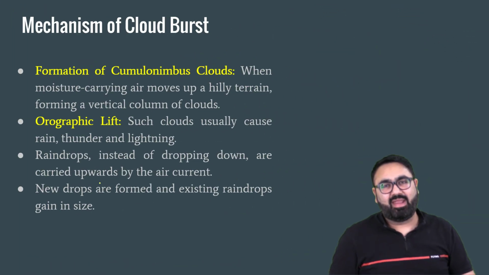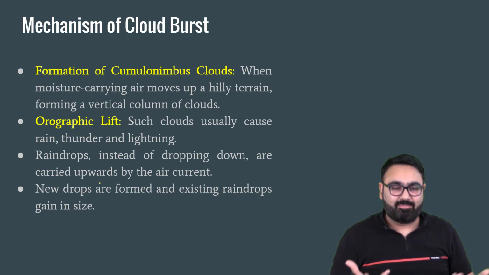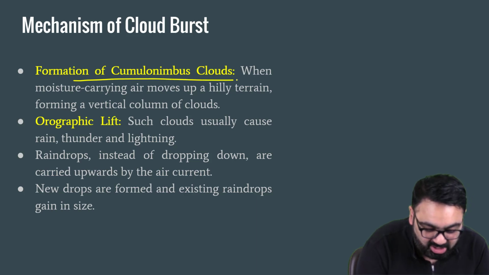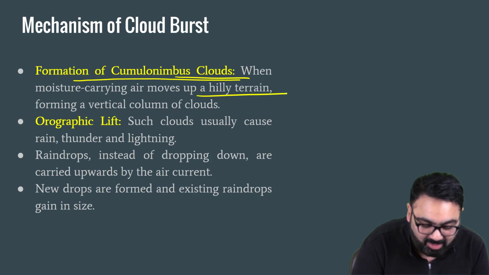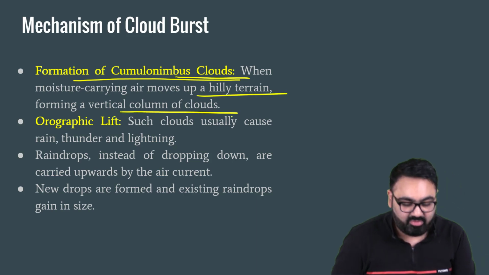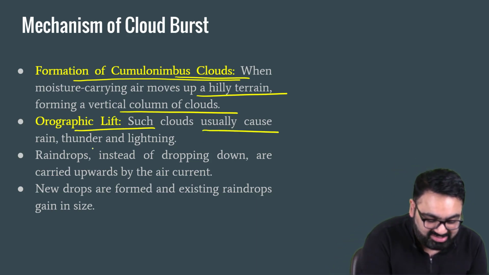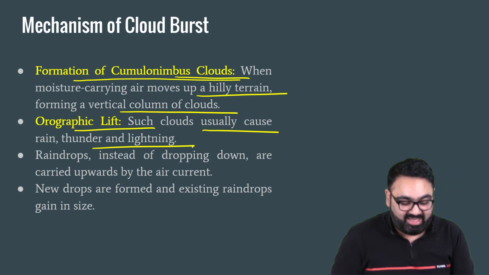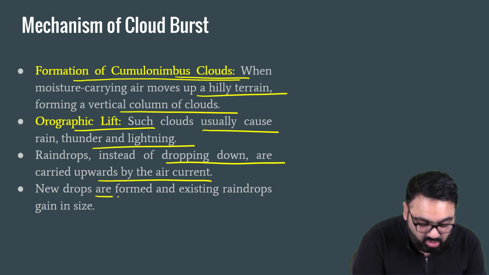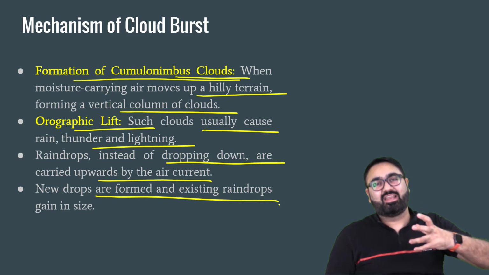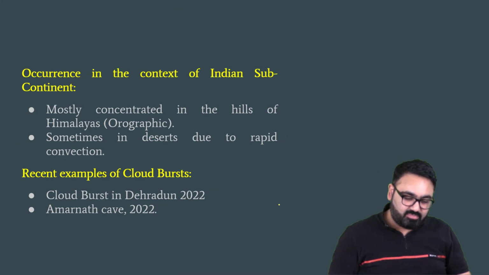Now the main body is mainly about the mechanism of cloudburst, meaning how does it happen. So this is again a factual thing, step by step. First, it starts with the formation of cumulonimbus clouds, that is when the moisture-carrying air moves up a hilly terrain and forms a vertical column of clouds. Then we have the orographic lift, when these clouds usually cause rain, thunder and lightning. This then leads to raindrops. Instead of dropping down, they are carried upwards by the air current and thus new drops are formed, and that is how the existing raindrops become even bigger in size, and that is why you will see a heavy rainfall.